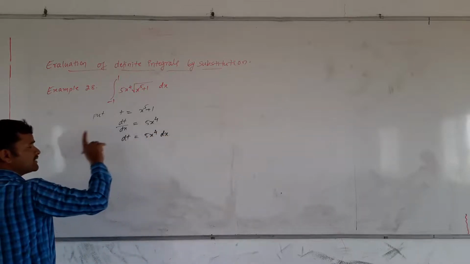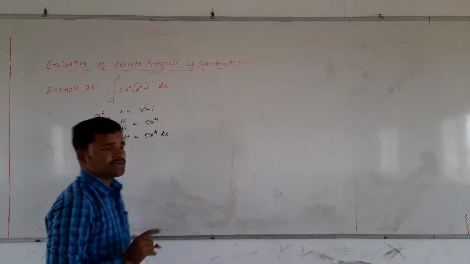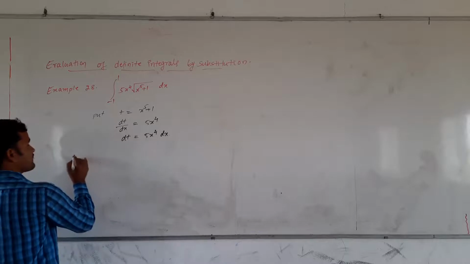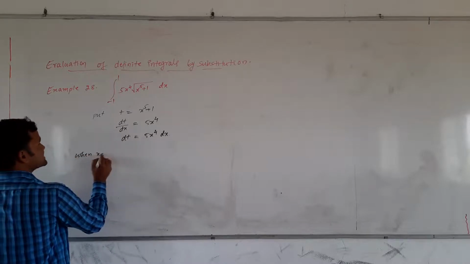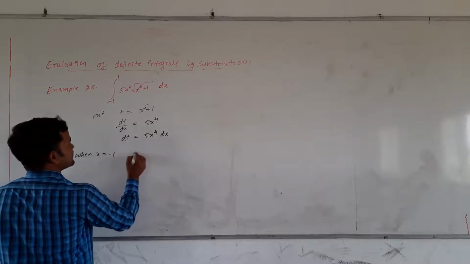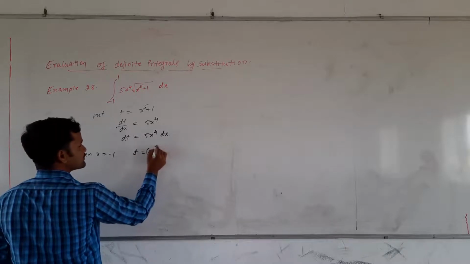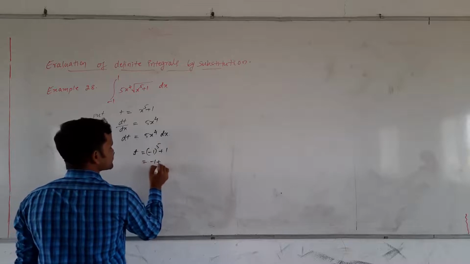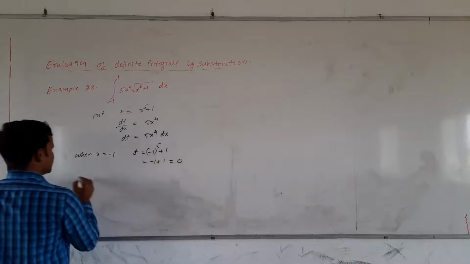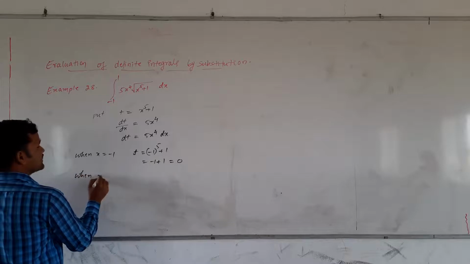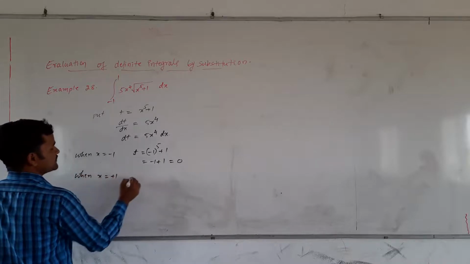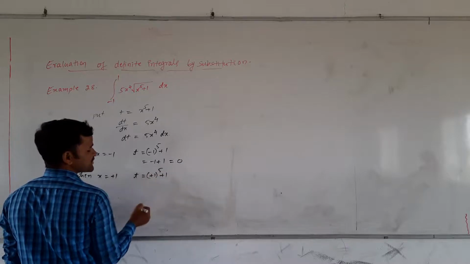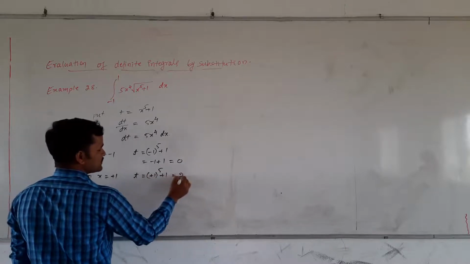Okay. Now, as substitution is going on, we need to change the upper limit and lower limit for the new variable. When x is equal to minus 1, then t is equal to minus 1 to the power of 5 plus 1. Minus 1 to the power of 5 is minus 1, plus 1, we have 0. Next, when x is equal to plus 1, t is equal to plus 1 raised to 5 plus 1. 1 plus 1 is 2.